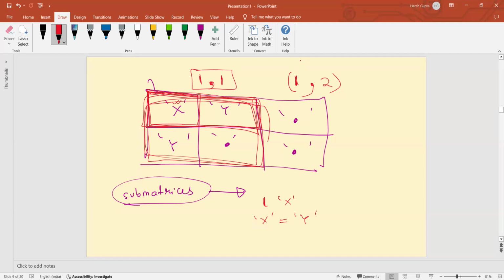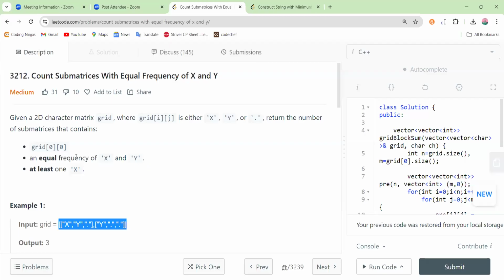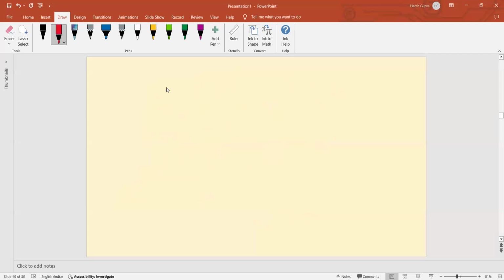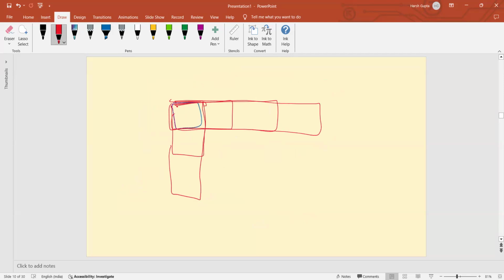Now, how can we solve this? The idea behind this question was prefix sum, and the reason was that we were told to include grid[0][0]. If we are including the first block, what submatrices can we form? We can form submatrices something like this, something like this, or something like this.